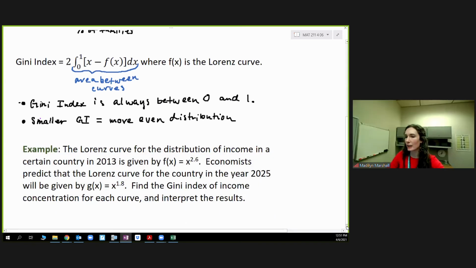So here is our Gini index problem, which I will leave up there for a minute.